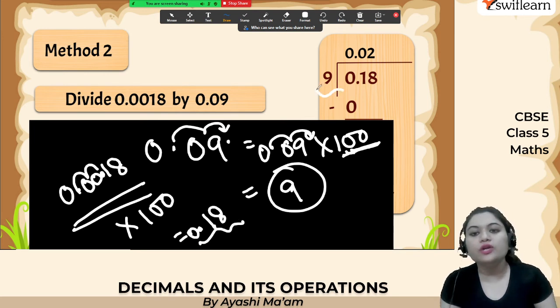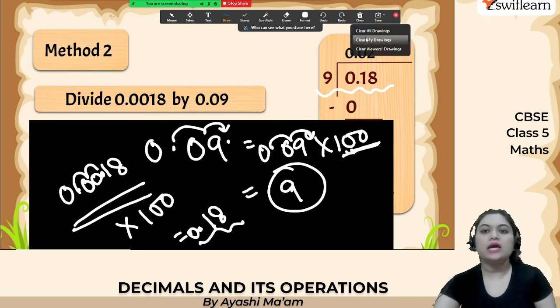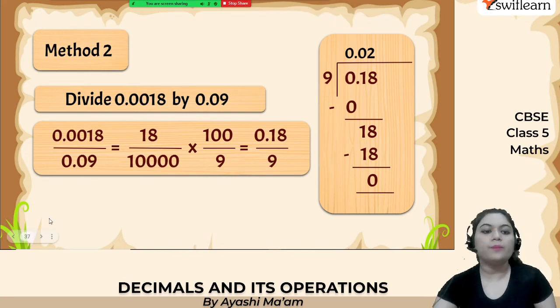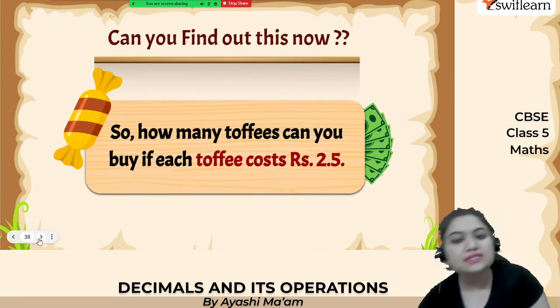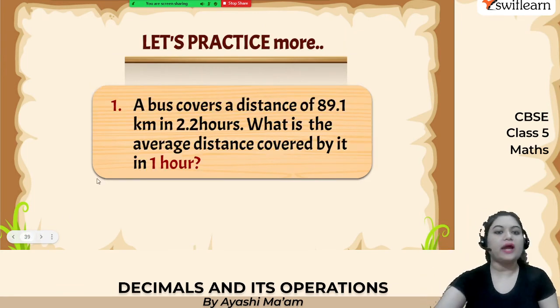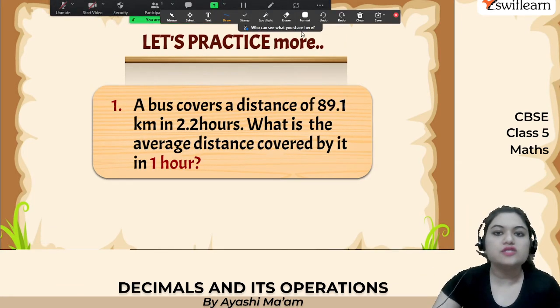And now you simply know how to divide these numbers, right? After completing the whole number part, you simply put the decimal and you do it. Okay, so now you can simply do the division and you can find out the answers. Let's solve some questions.